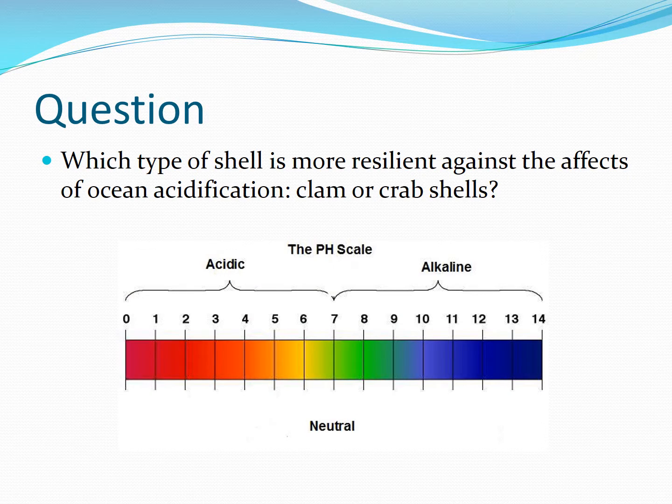So the question that I had was, which type of shell is more resilient against the effects of ocean acidification, clam or crab shells?